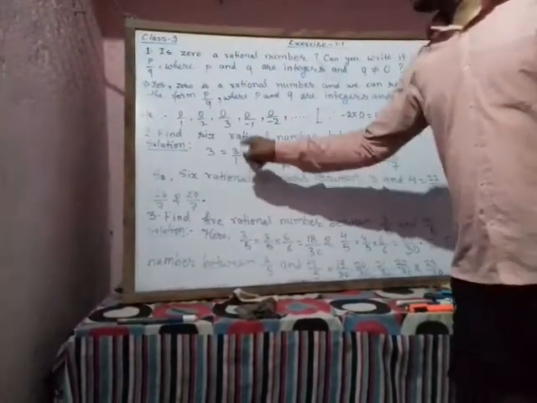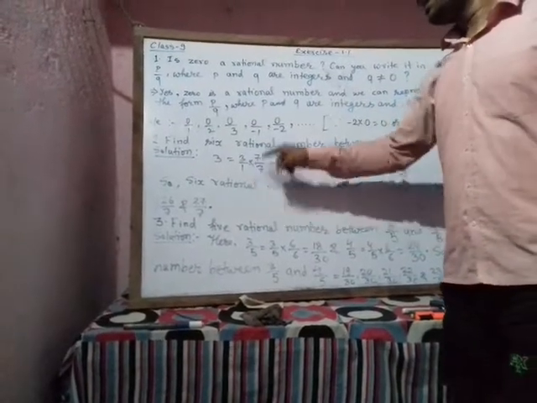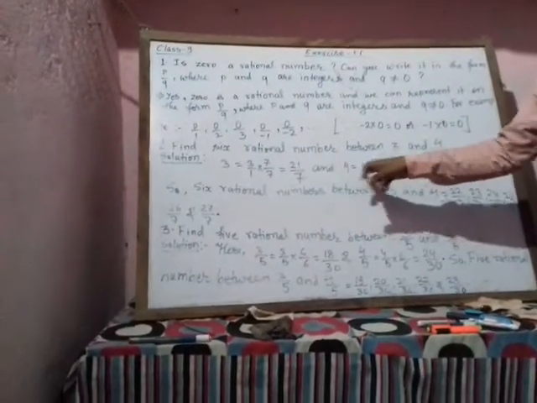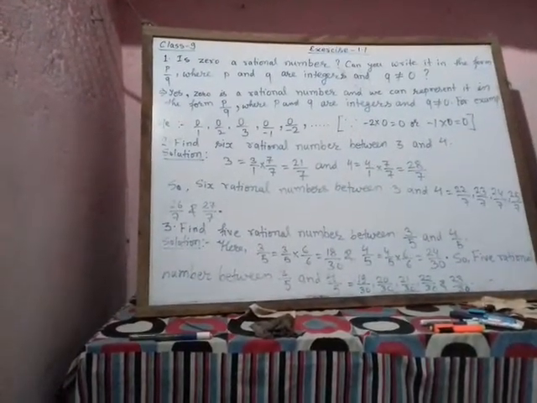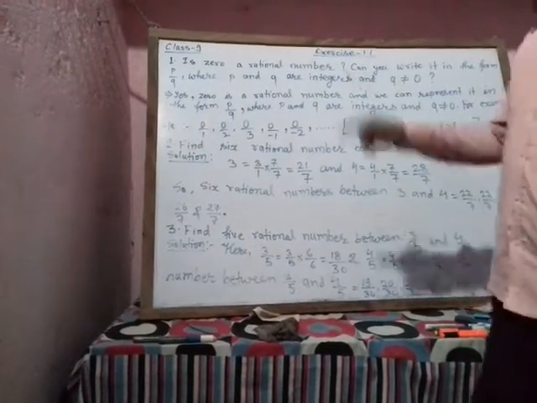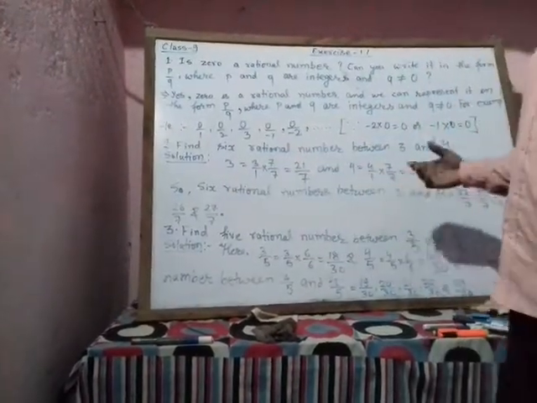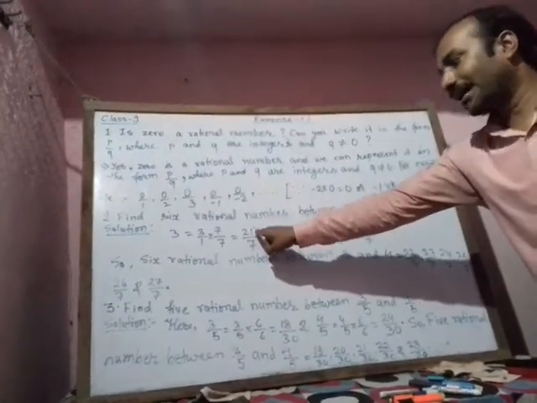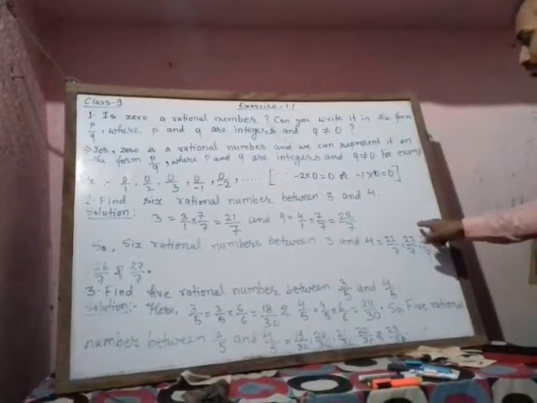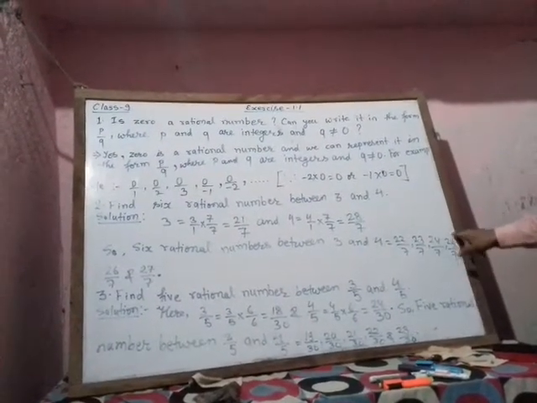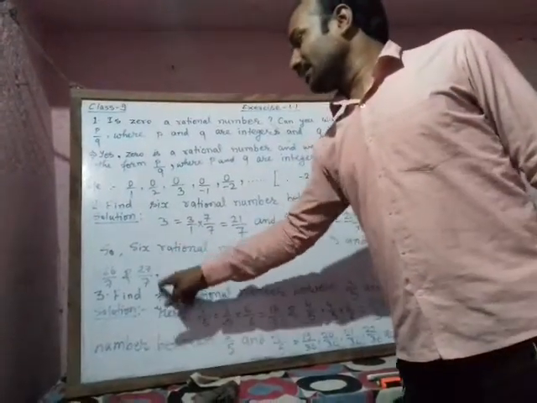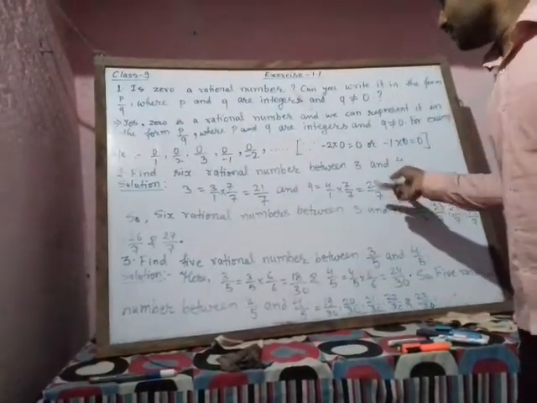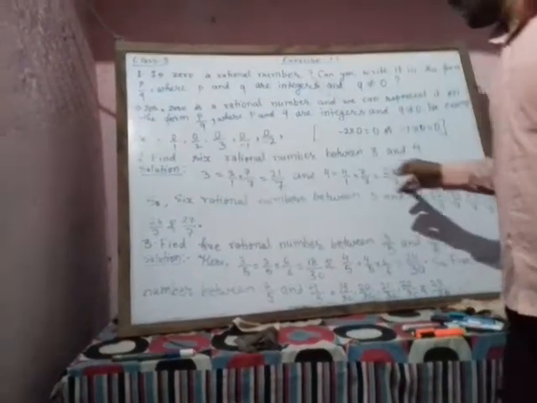So 3 by 1, no number below, that means 1 is there. 3 by 1 multiplied by 7 by 7 becomes 21 by 7. And 4, that means 4 by 1, multiplied by 7 by 7 becomes 28 by 7. So 6 rational numbers between 3 and 4 should lie between these. After 21 by 7 come 22 by 7, 23 by 7, 24 by 7, 25 by 7, 26 by 7 and 27 by 7, and after that comes 28 by 7. So the numbers are between these two numbers, that means between 3 and 4.